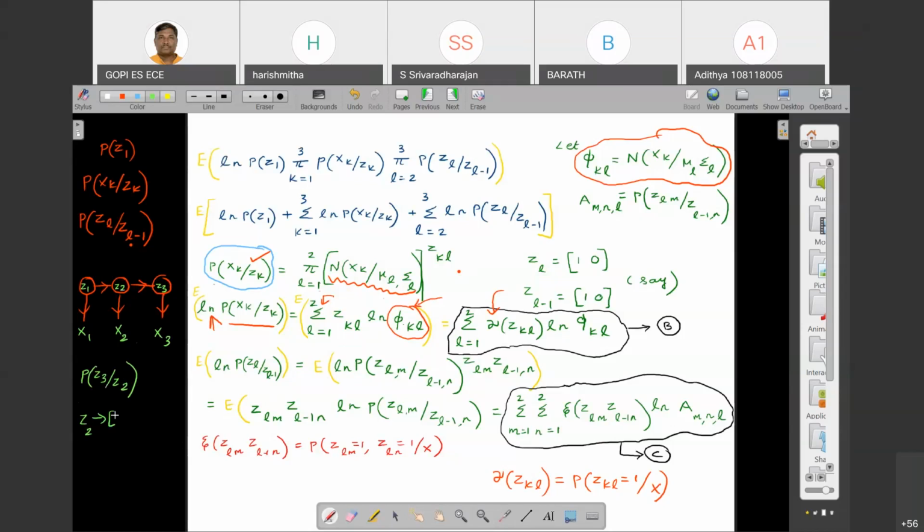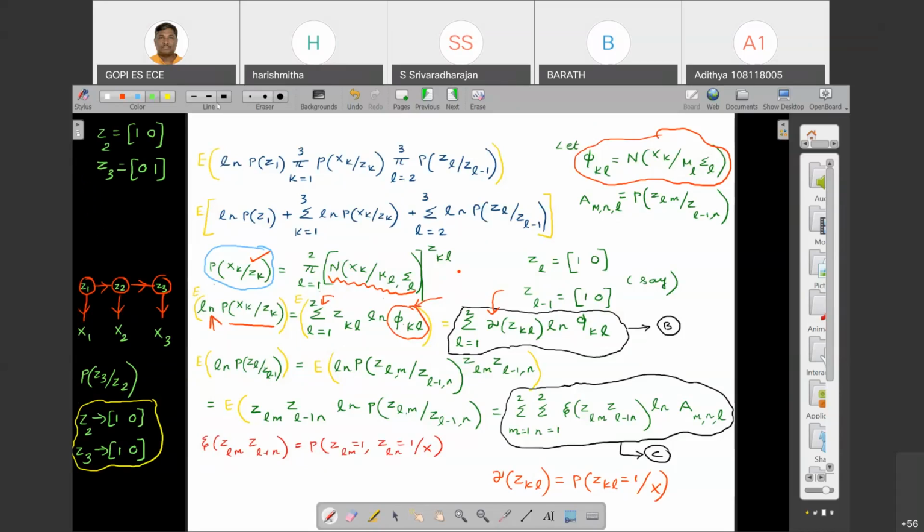Z2 could be something like 1, 0, and then let me write Z3 as 1, 0, right? This is one choice we have because we have only two states, right? This is one choice we take. We can write the other choice also now. Z2 is 1, 0, but Z3 is 0, 1. This is another choice, right? We have 4 choices in it, right?